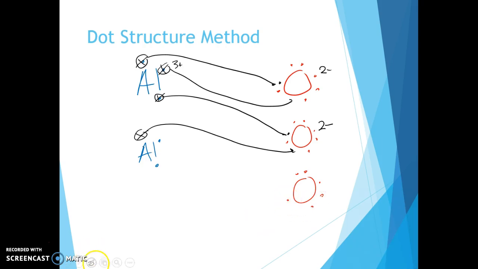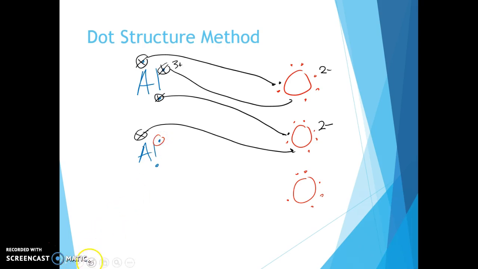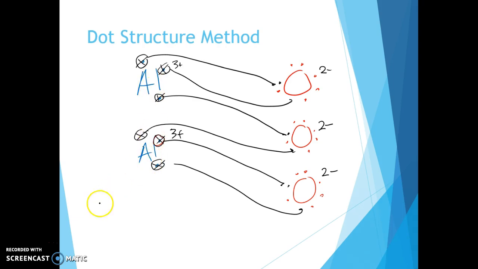One more oxygen. So here we have aluminum giving away this electron to oxygen. Aluminum giving away this electron to oxygen. This oxygen is satisfied. This aluminum is satisfied. And we can see we have 2 aluminums, Al2O3. And we know that this is called aluminum because the metal gets its name.